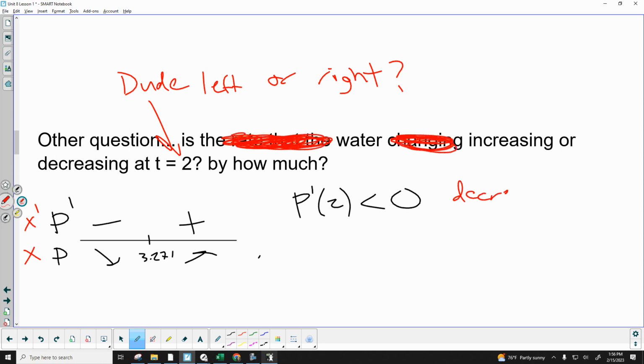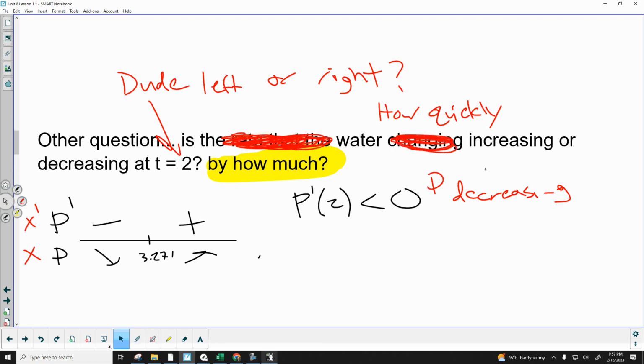Now, here's one thing that I didn't ask that I will be asking. Probably should have asked it in unit 7. How much is it decreasing by? I never asked you, is the dude moving left or right? And then how quickly is he moving to the left or to the right? Okay, I'm gonna ask that now. How quickly is the amount decreasing? You need to make sure you have this. Since P prime is negative, P is decreasing. A lot of us are confusing ourselves, thinking negatives mean decreasing. It's like, yes, a negative derivative means the original thing is decreasing. Okay?